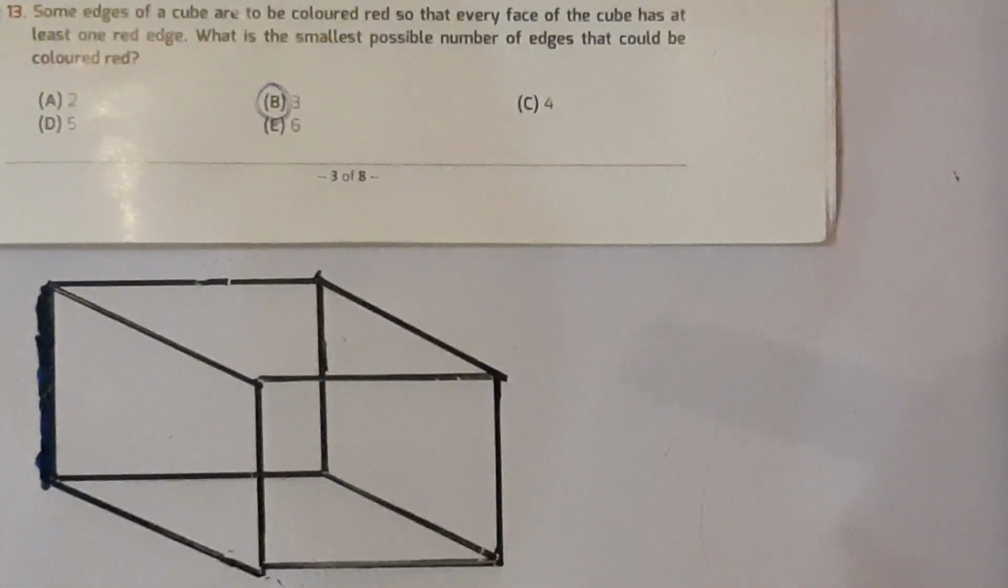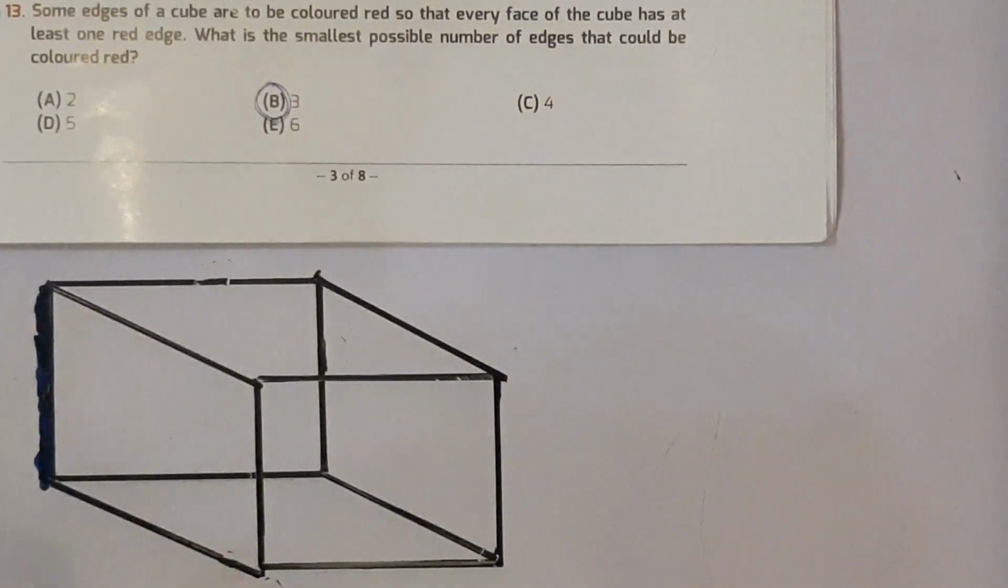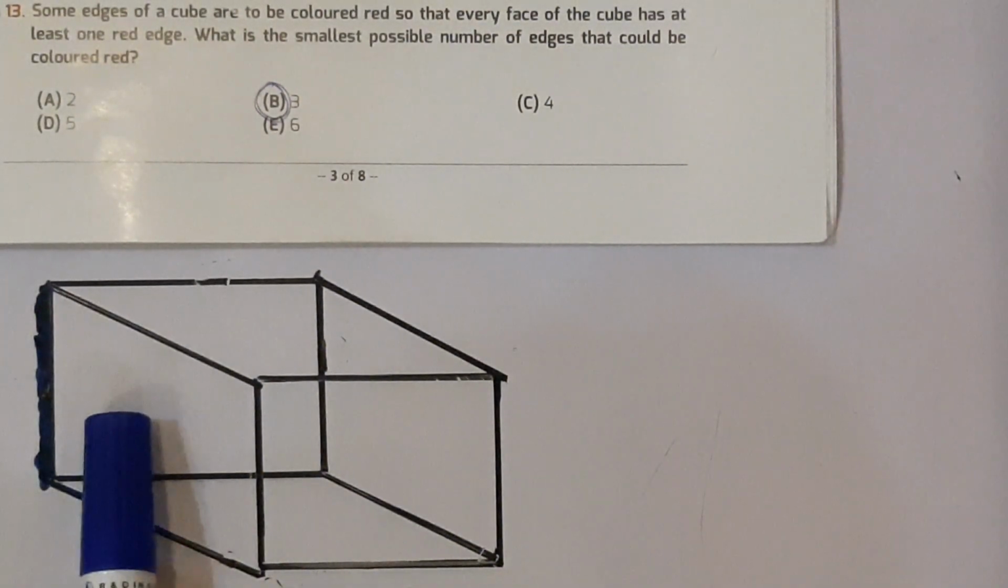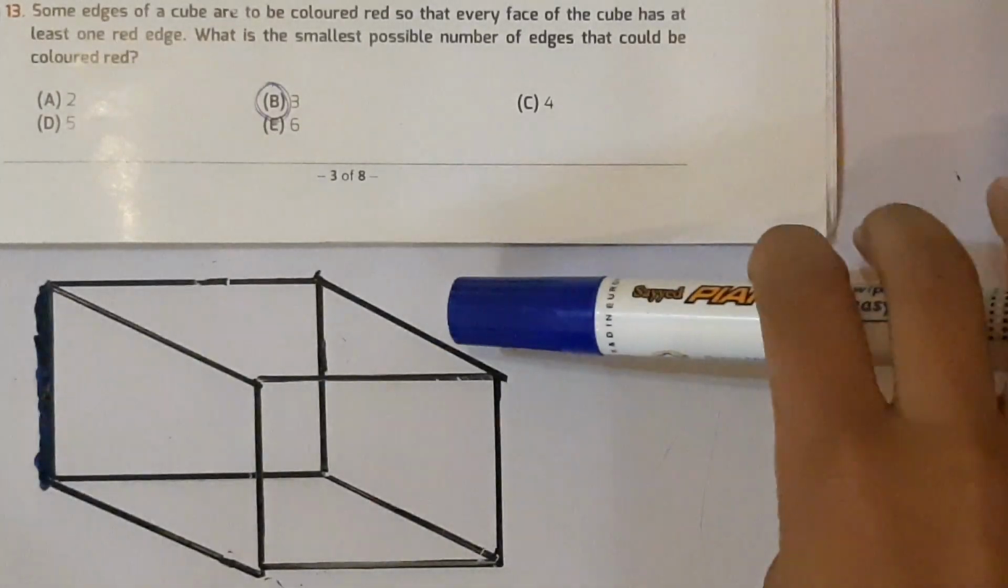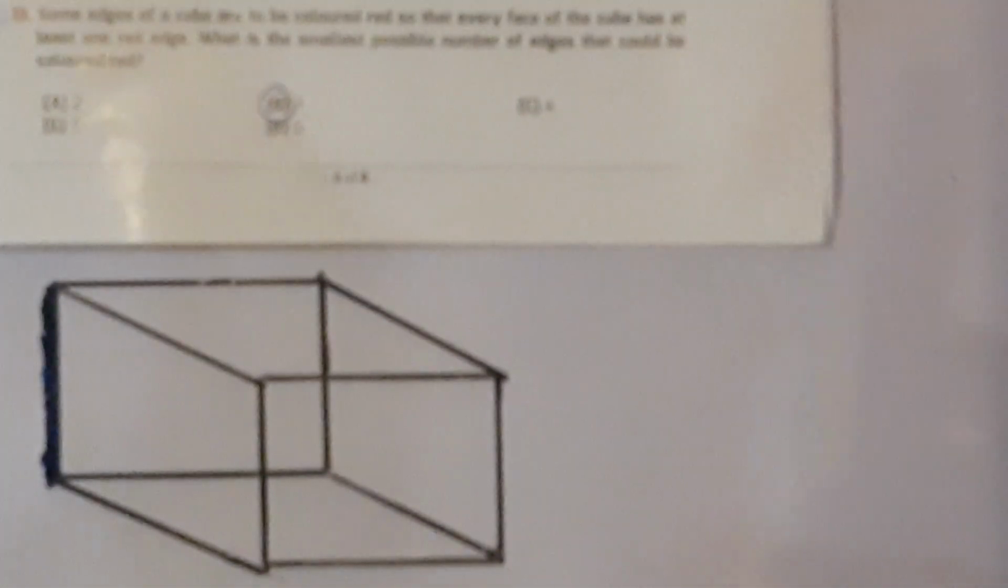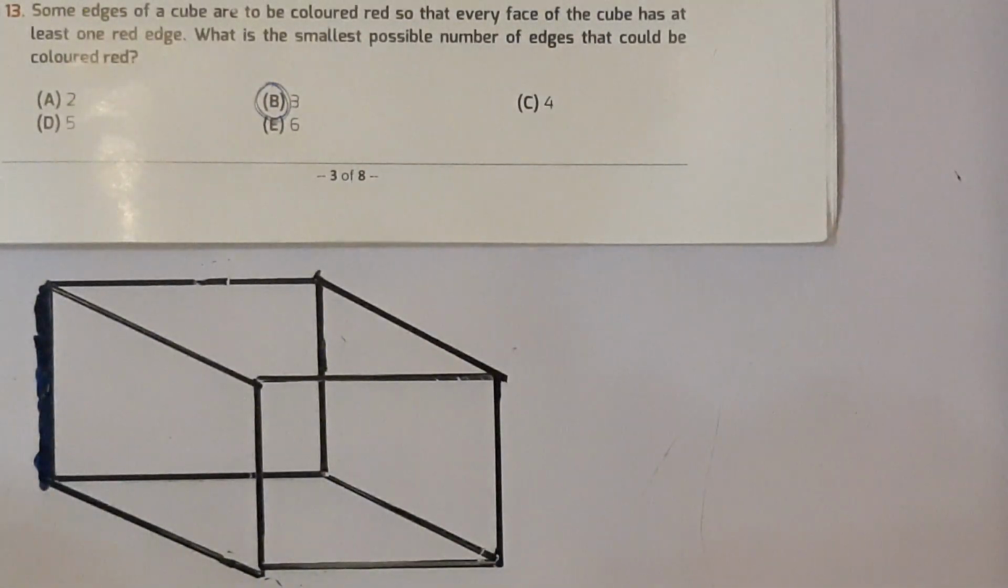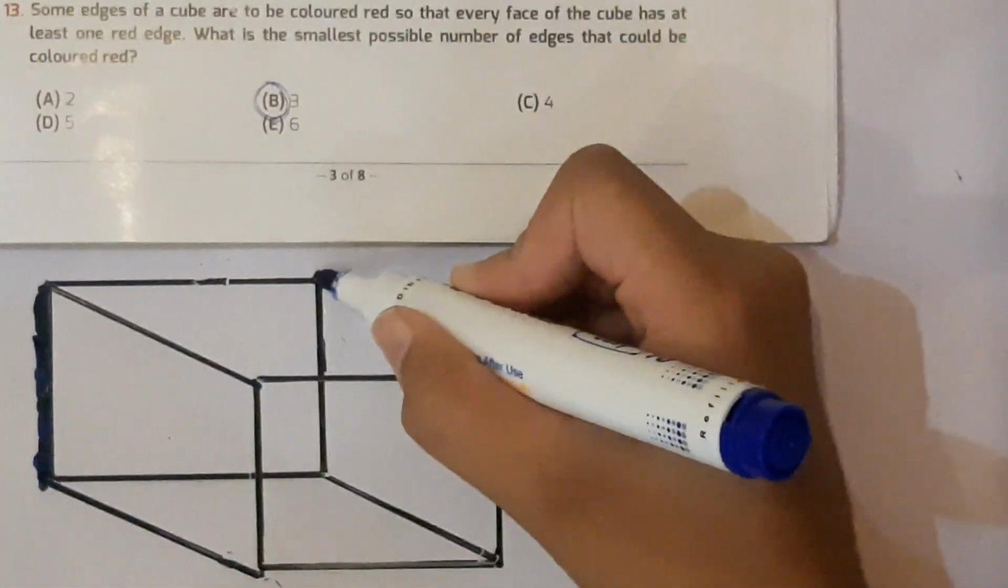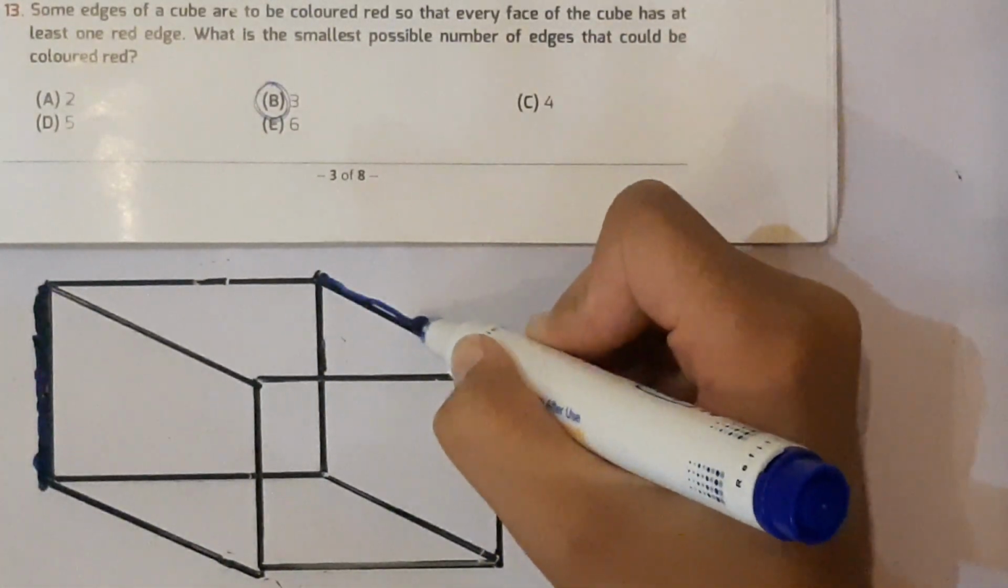We all know that a cube has six faces. And this is first face, second, that is third, that is fourth, this is upper fifth and lower sixth. So we can see it from two faces. Now we can color the second edge. We can color this edge.